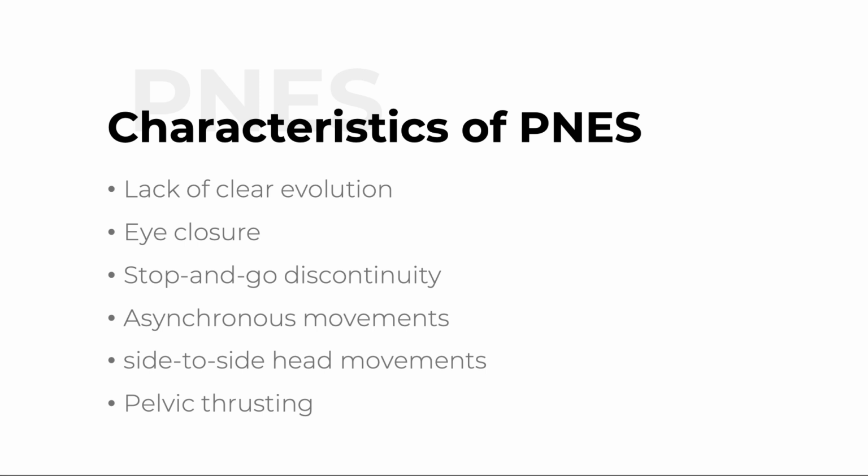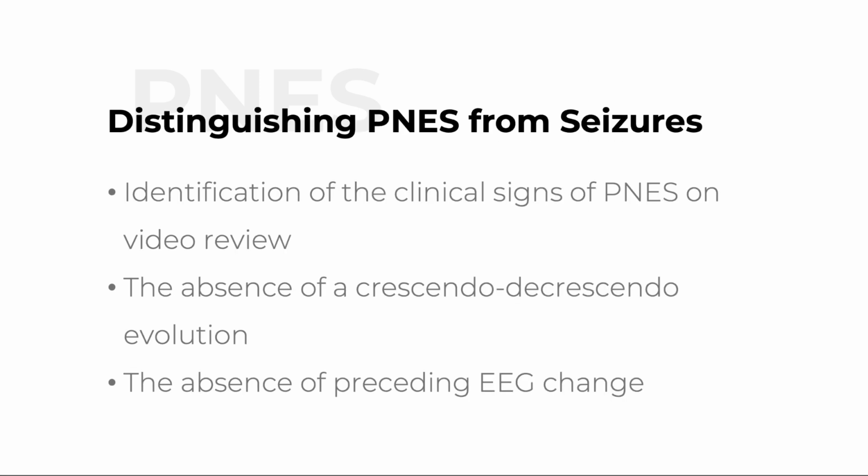So, you want to look at these clinical signs of the patient on video as well. Is there a lack of a clear evolution? If there does appear to be some evolution, look for eye closure, stop and go quality, asynchronous movements, side to side head movements, truncal or pelvic thrusting and predominant movements. There's typically not a true crescendo decrescendo style evolution, but you want to look for that, but also just the clinical signs of PNES on video review.